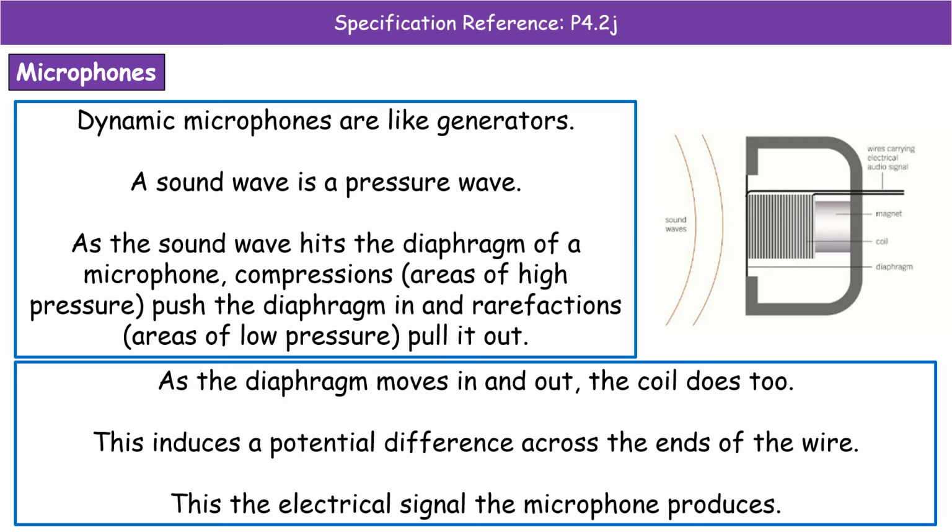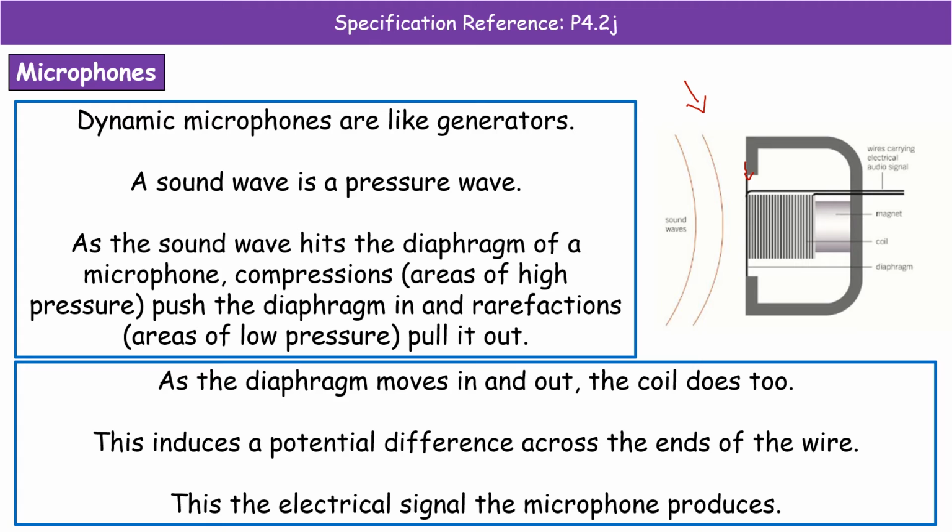Now this one works quite like a generator in reality. Hopefully we recall from earlier work that sound waves are pressure waves, so what we can see on the little diagram on the right here is our sound wave, the pressure wave, coming in, and as it hits the diaphragm, which is this little bit along the front here, it's going to push it in on those compressions, the area of high pressure. Where we've got an area of low pressure called a rarefaction, it pulls it back out.